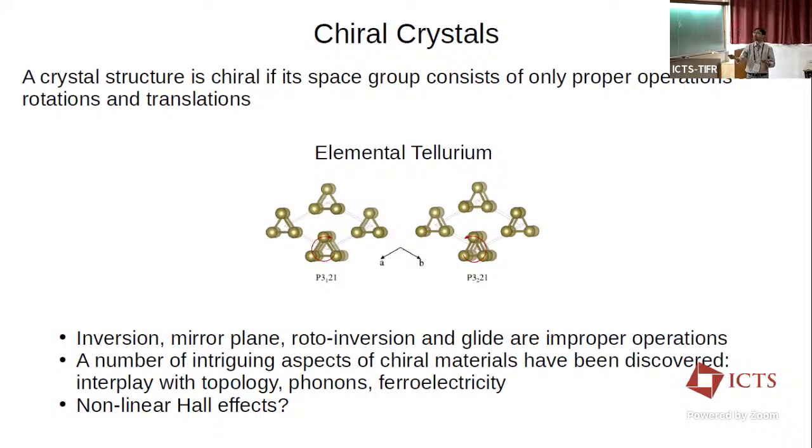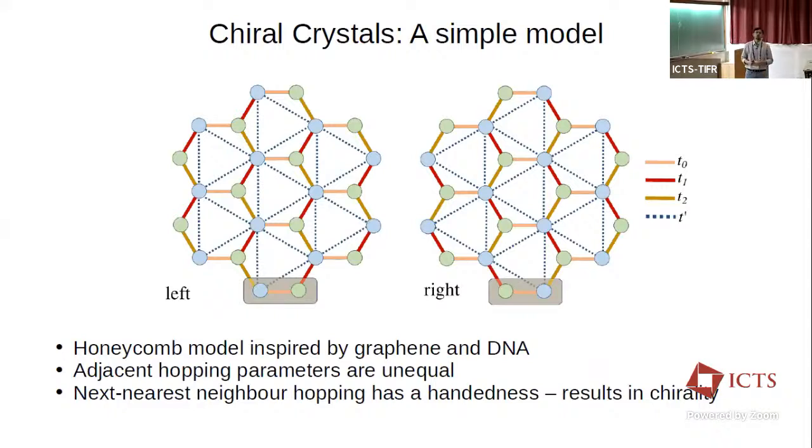Now, as you see, inversion is what you need to break in order to get a nonlinear Hall effect or a Berry curvature dipole. So what we asked is: can you get nonlinear Hall effects in such chiral crystals or not? Recently there have been a number of other aspects of chiral materials discussed, including topology, phonons, ferroelectricity, etc. So what do we do? First we build a very simple toy model to get a flavor of how the Berry curvature dipole will work out.